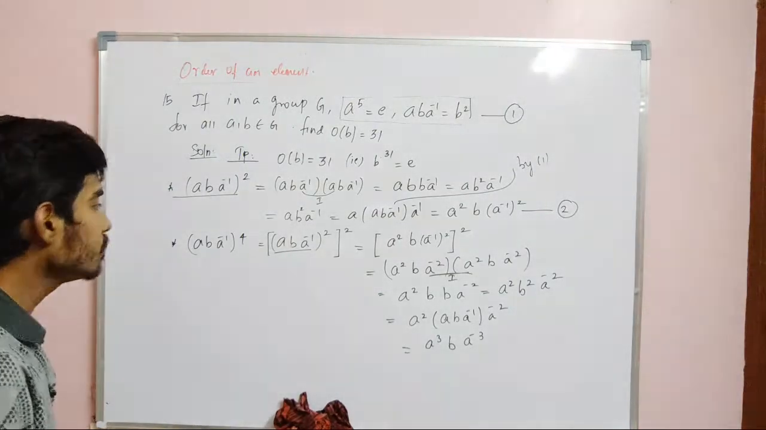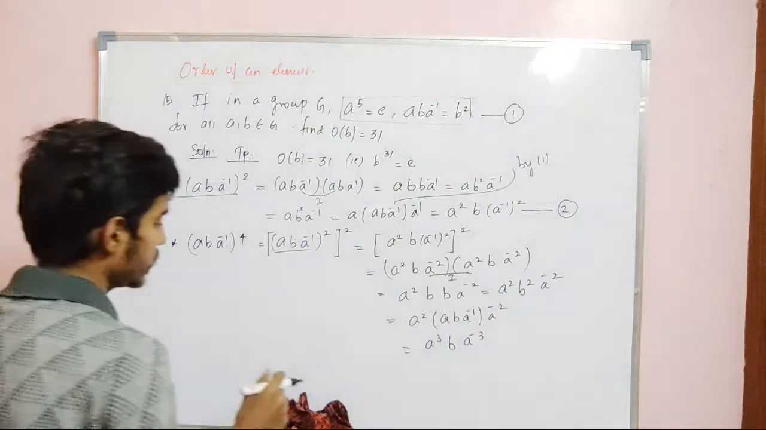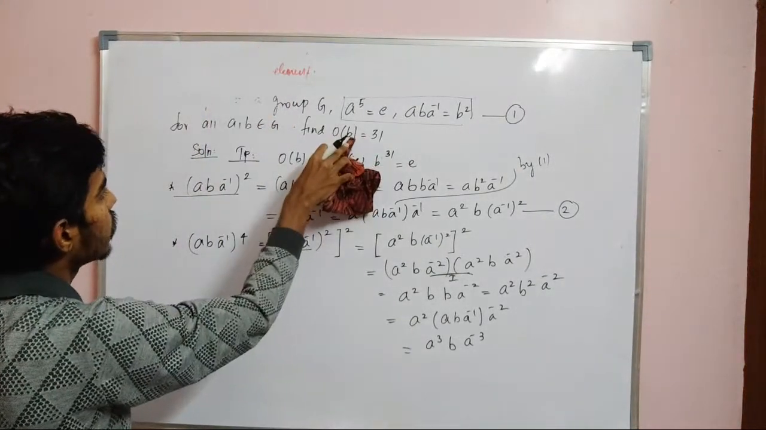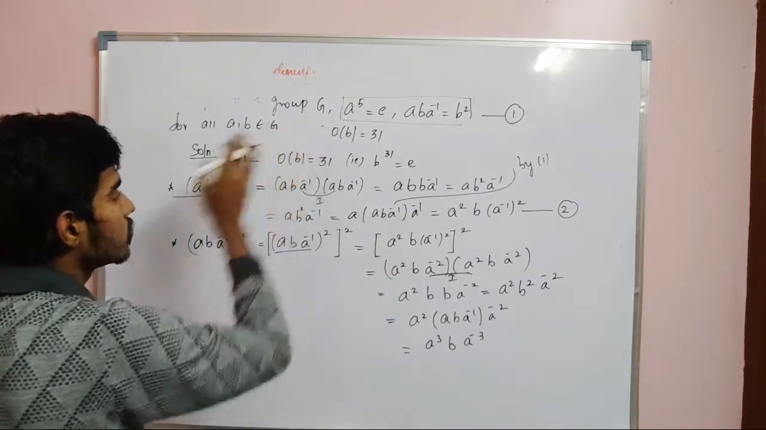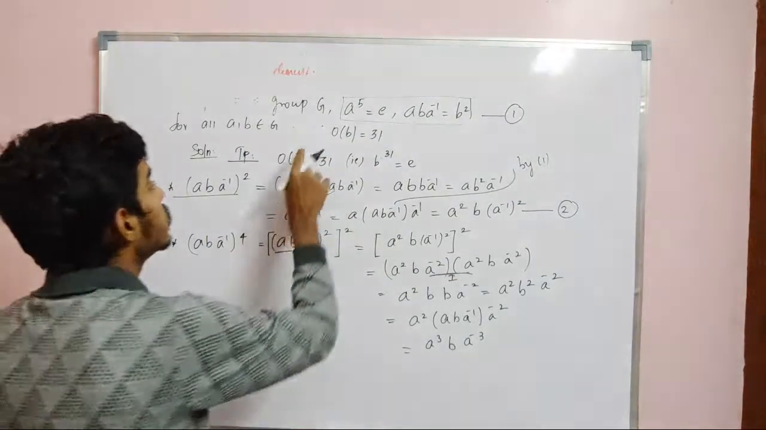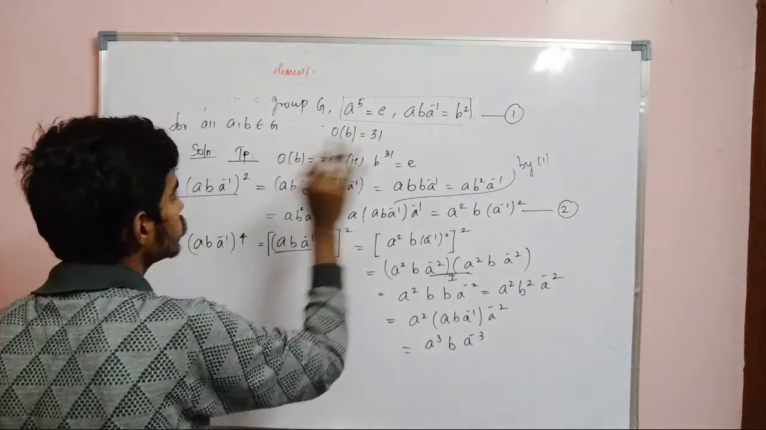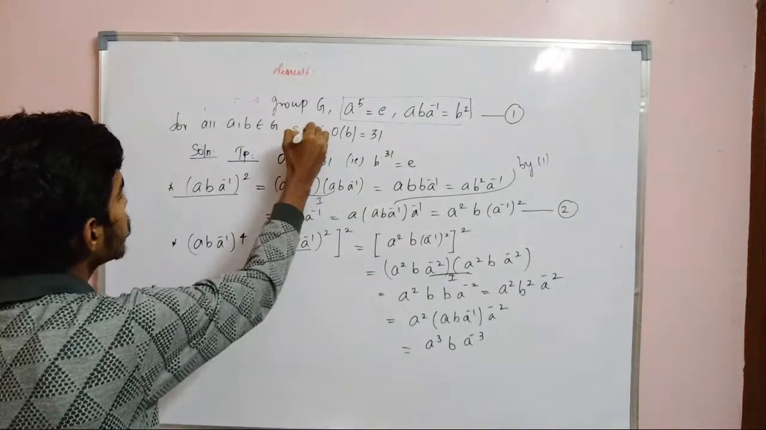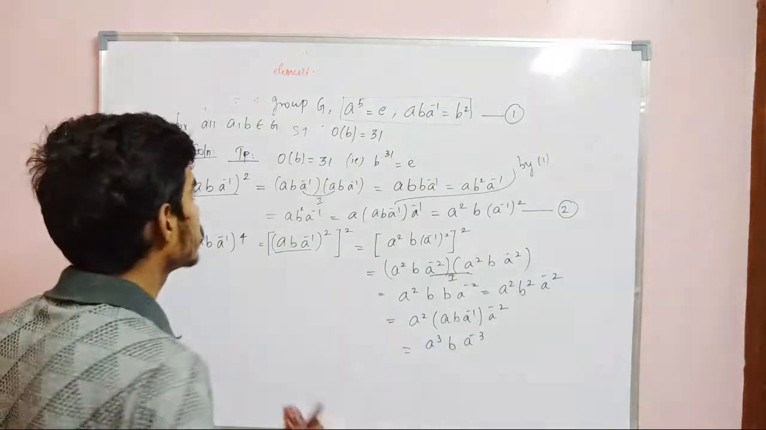Now I am going to find (ABA⁻¹)⁸. So let me write here. We need to prove the order of B, and the answer will be 31. In UPSC they have given it like: show that the order of B is 31. Actually the question is only to find the order of B, I have written the answer also. So let me change the question to: show that the order of B is 31. It is not find, it is show that.